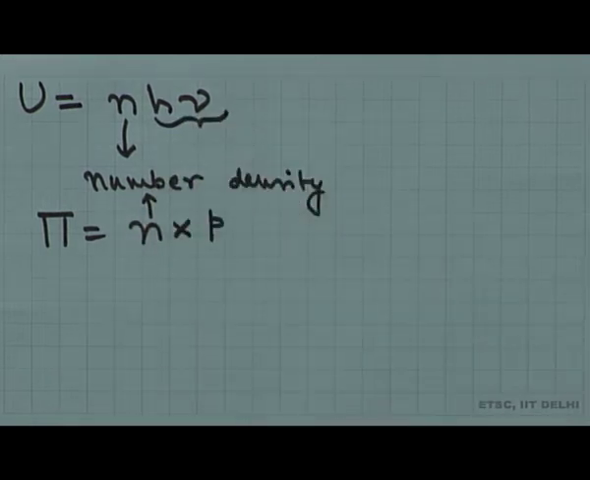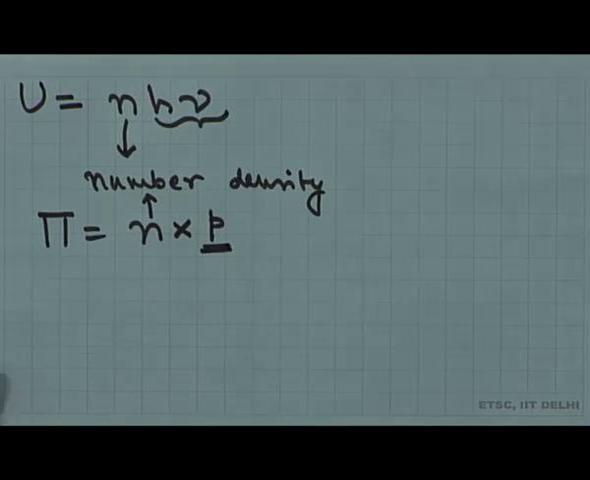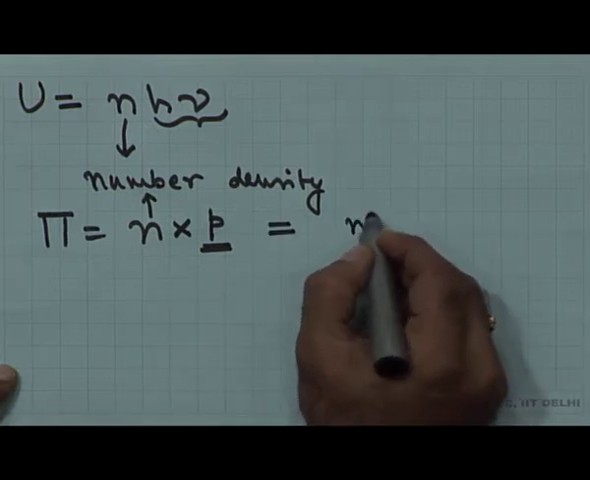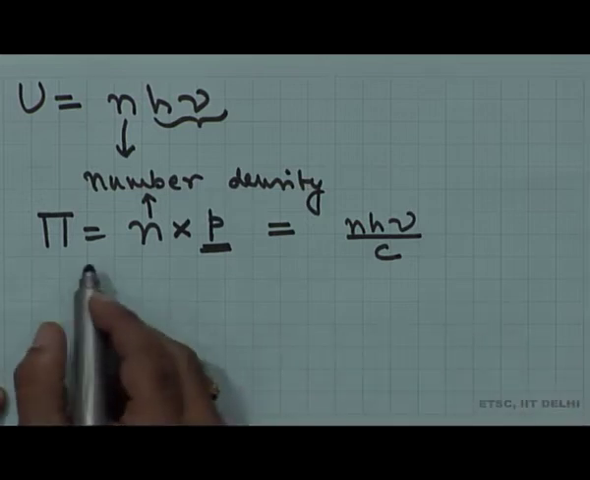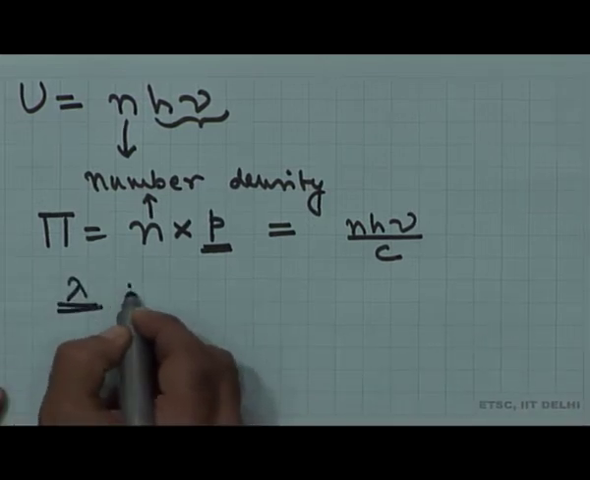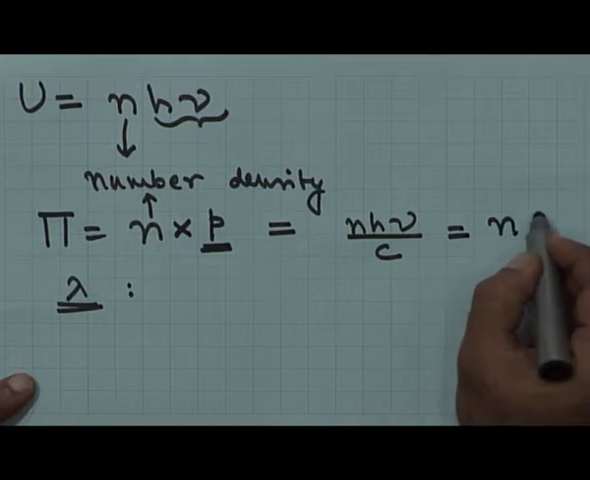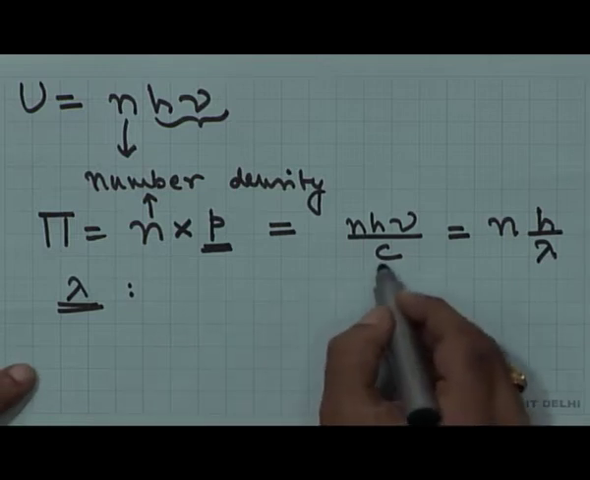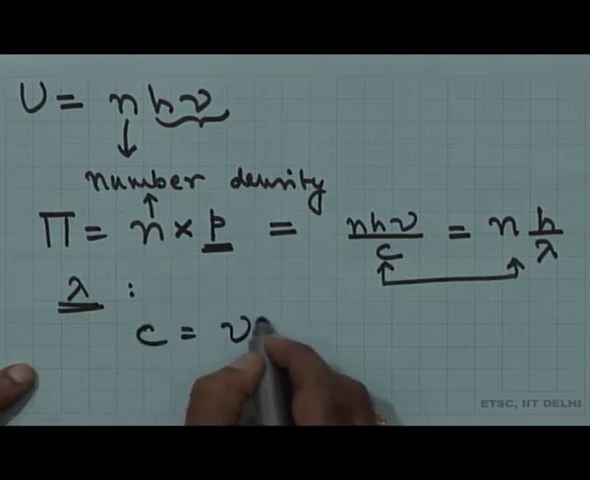h nu is the energy carried by the individual photon, and p is the momentum carried by the individual photon. And we are saying this quantity is nothing but U by c, n h nu by c. That is what we are writing. Now if I compare this with the standard definition of the wavelength, there is absolutely no conflict at all. If you want, you can even write this as n into p, where p is h by lambda. So if you combine these two relations, you will get the well-known relation c equals nu lambda.